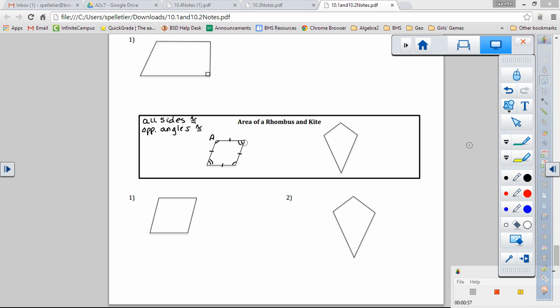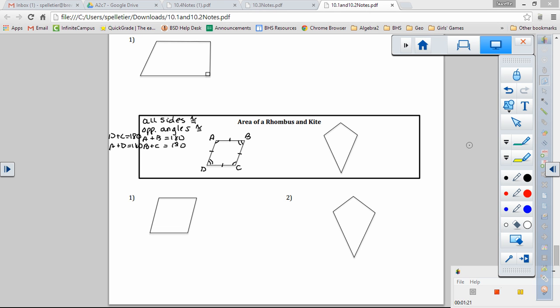So A, B, C, D. I could do them all. A plus B equals 180. B plus C equals 180. D plus C equals 180. And A plus D equals 180. So those are some very important things about a rhombus.